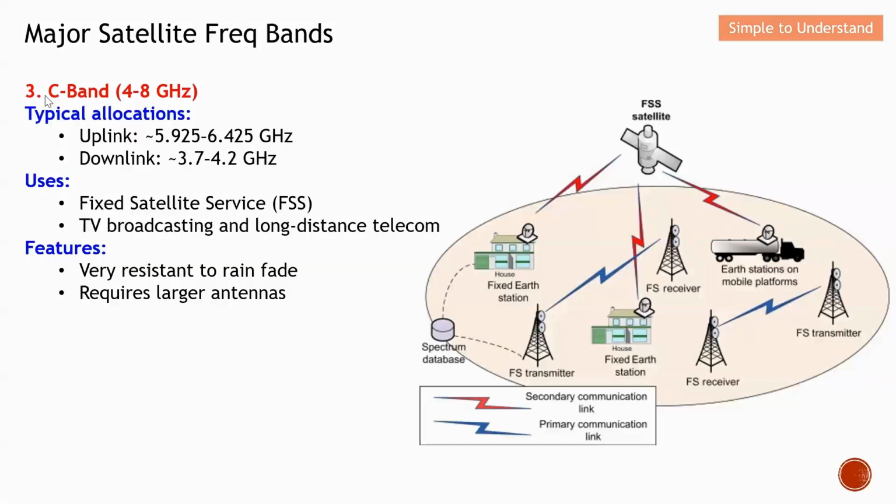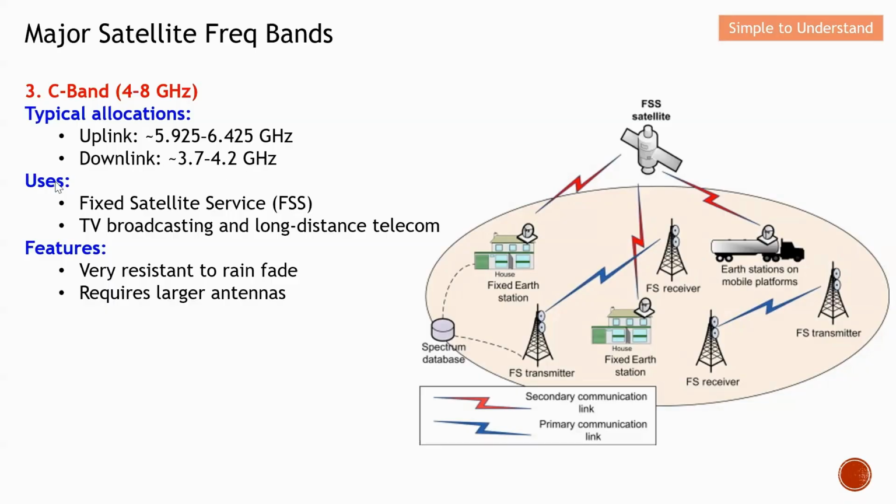C band, C actually stands for compromise. They distinguish the uplink and downlink frequency. From here, you can see that the uplink frequency is between 5.925 to 6.425 gigahertz. As for downlink, the frequency is around 3.7 gigahertz to 4.2 gigahertz.